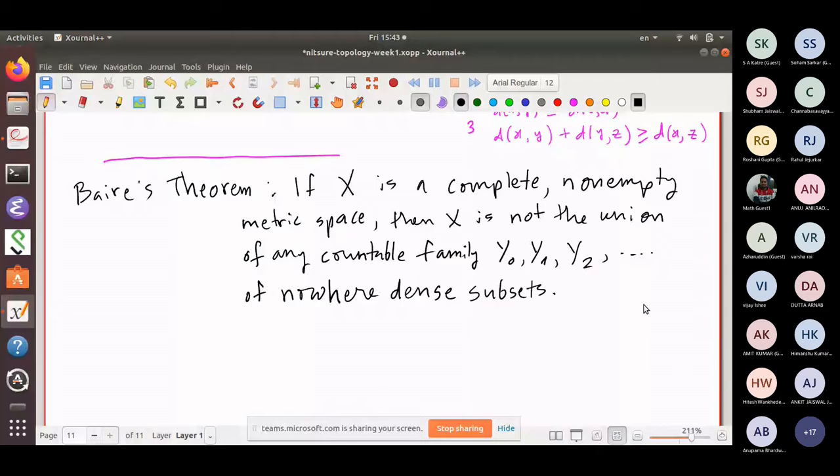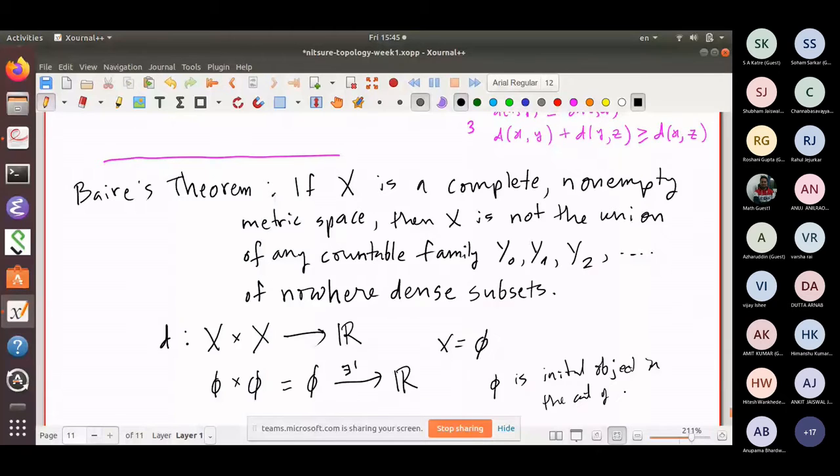A metric is a map like this, satisfying those three properties for all x, y, z. So if X is the empty set, then what is empty cross empty? Empty. How many maps are there from the empty set into any other set? Exactly one, because the empty set is the initial object in the category of sets.